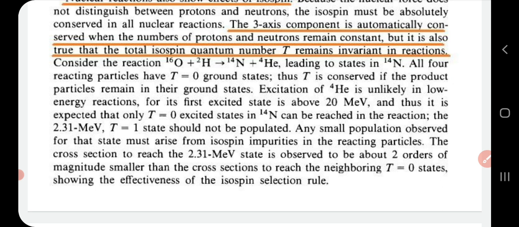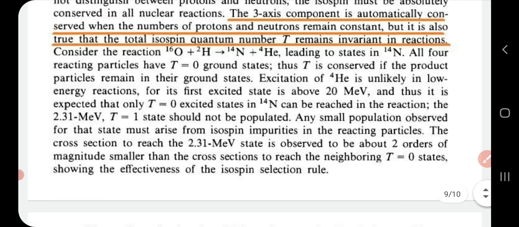Now the cross section to the T equal to 1 state is observed to be about 2 orders of magnitude smaller than the cross section to the T equal to 0 state. So that is that statement. That statement shows us the effect or the impact of the isospin selection rule on nuclear reactions.